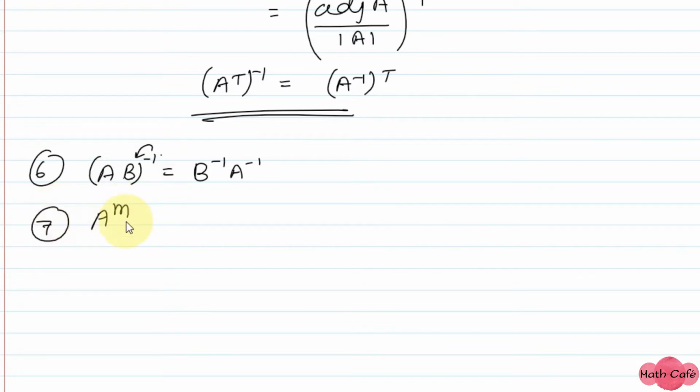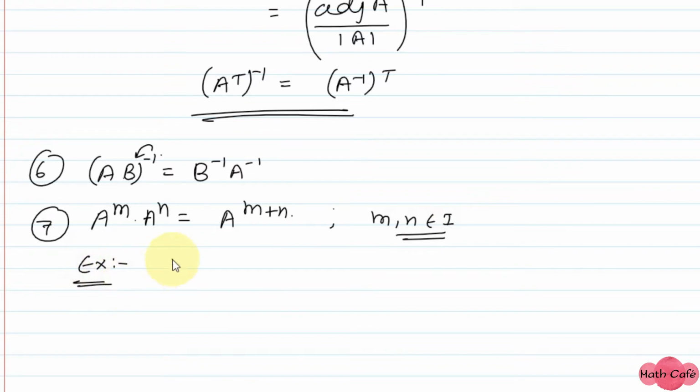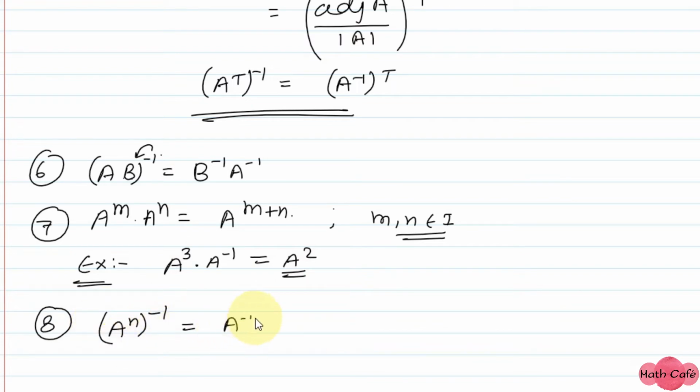If A power m multiplied by A power n, this will be equal to A power m plus n, where m and n are integers. Let's say for example, if it is written A cube multiplied by A power minus 1, this will be equal to A square, since 3 minus 1 will be 2. So let's see here property number 8, that is A power n inverse, that will be equal to A inverse power n.